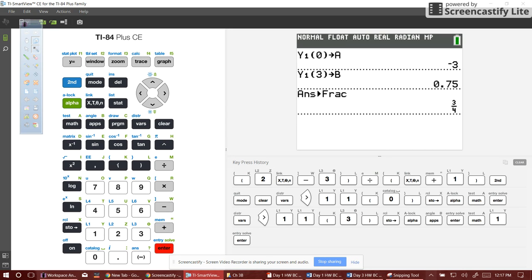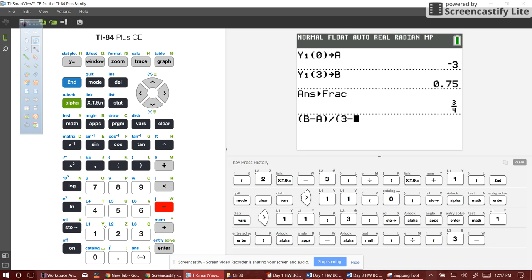So I need to start parenthesis, and I need to say alpha B minus alpha A, close my parenthesis, divide, open a whole new set of parentheses, and then type in 3 minus 0. Then close that. So again, it's really super important that you have parentheses around the B minus A and parentheses around the 3 minus 0.